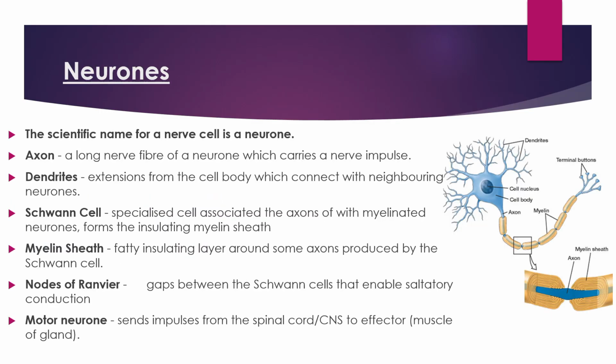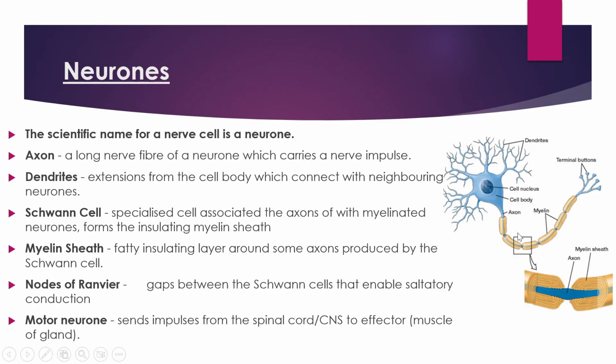Neurons. The scientific name for the nerve cell is a neuron. It has an axon, which is a long nerve fibre of a neuron which carries a nerve impulse. Dendrites are extensions from the cell body which connect with neighbouring neurons. Schwann cells are specialised cells associated with the axons of myelinated neurons, and form the insulating myelin sheath. The myelin sheath is a fatty insulating layer around some axons produced by Schwann cells.